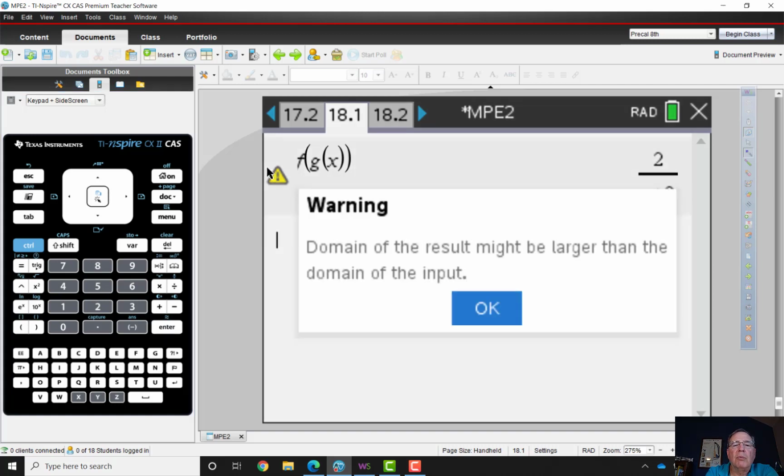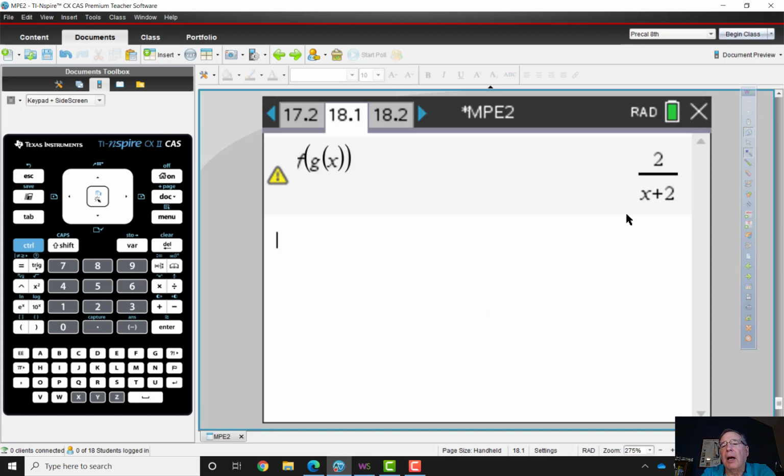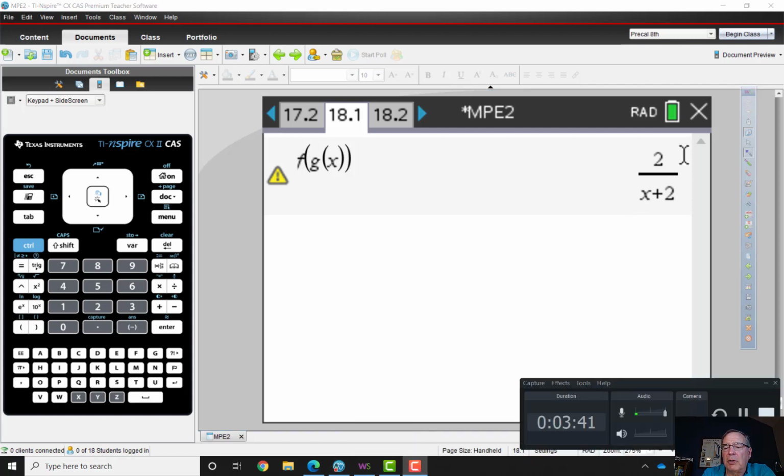And here we have our little warning, domain of the result might be larger than the domain of the output. Yeah, if we have x equals -2, we have division by 0, and we kind of knew that. So that concludes this video.